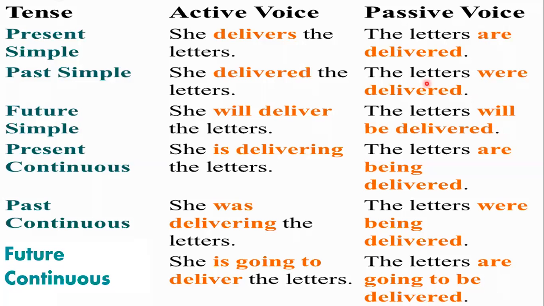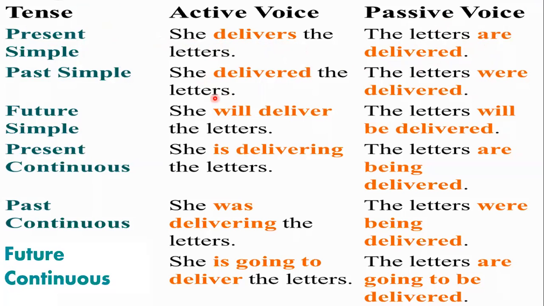Okay, so let's have a look at the present tense and the active voice and the passive voice. Now, I'll tell you what it is. Simple present: she delivers the letter. So the passive voice will be: the letters are delivered by her. Okay, the letters are delivered by her.